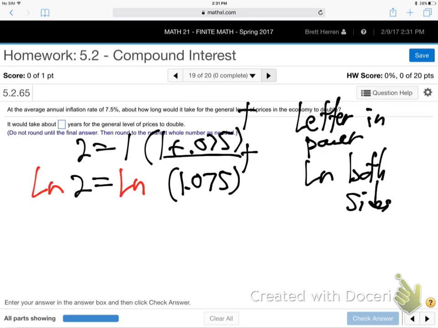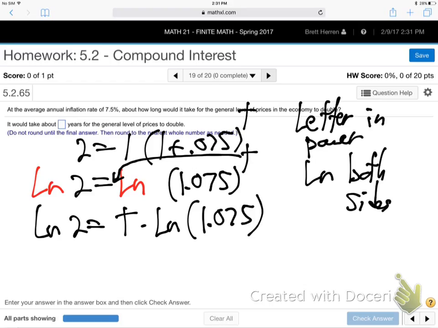And now, remember the T can come to the front. That's the great quality of natural logs. They let powers come down to the front like that. So then you get natural log of 2 is T, natural log of 1.075. And now that the T has come from the power down to the front, now you can just divide. You see, because the T's not in power anymore. That's what's so difficult, is when that T's up there in the power zone. So now we can just divide by the natural log of 1.075 on both sides.